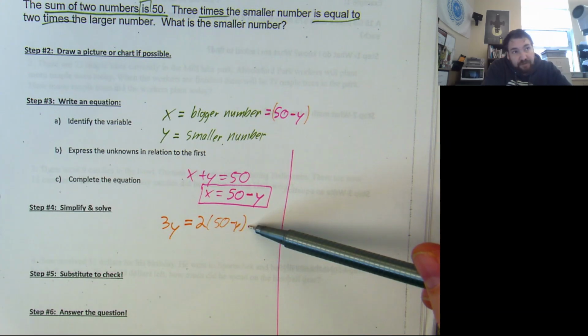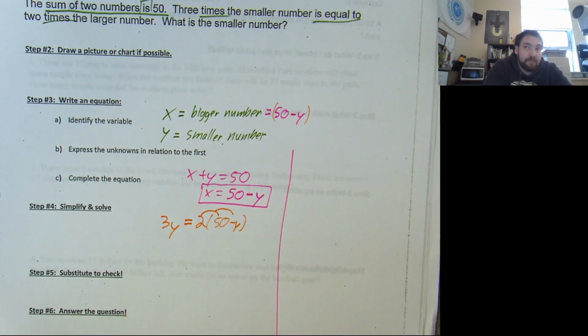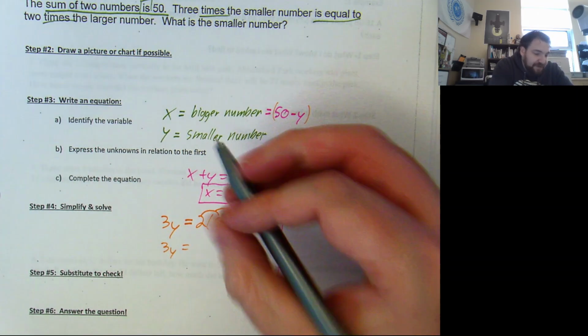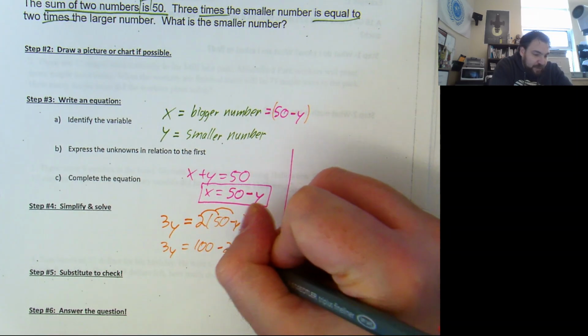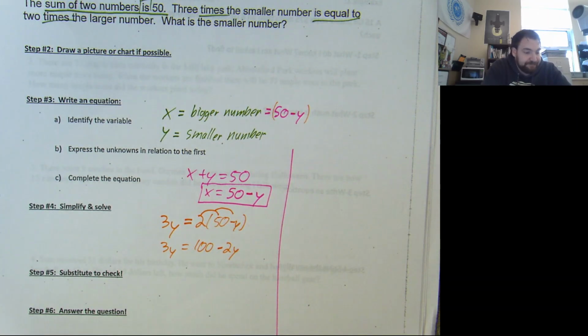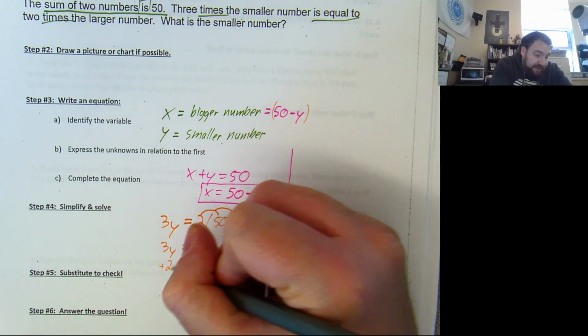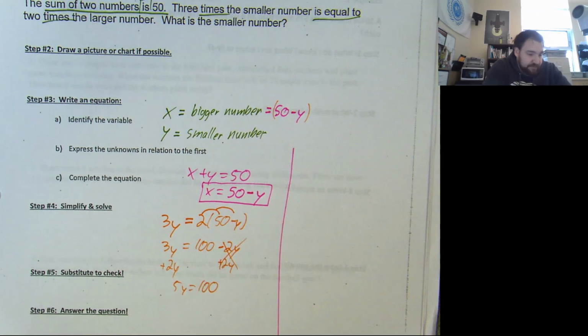Sorry, Oliver? Yeah, I have to multiply in this too, everywhere. We've got 3y equals 2 times 50 is 100. 2 times negative y is negative 2y. Now what? By doing what? We're going to add 2y, you betcha. Move the 2y to the other side by adding it over there. So we're going to get 5y equals 100.